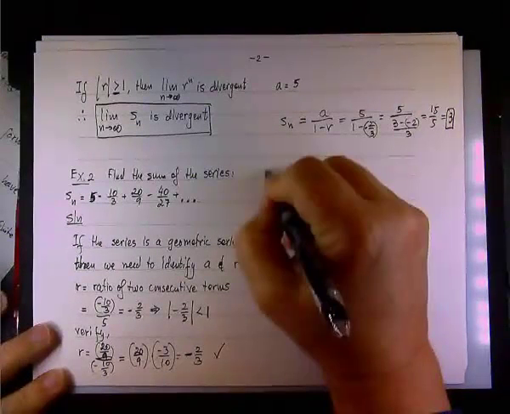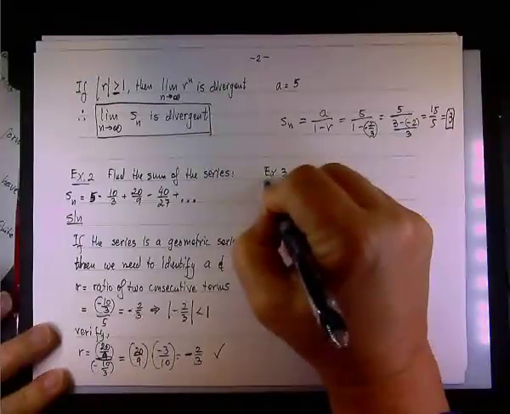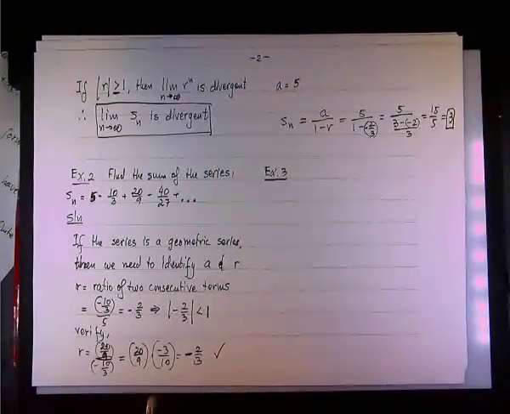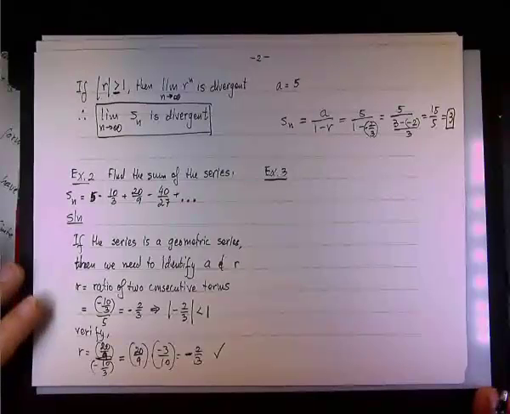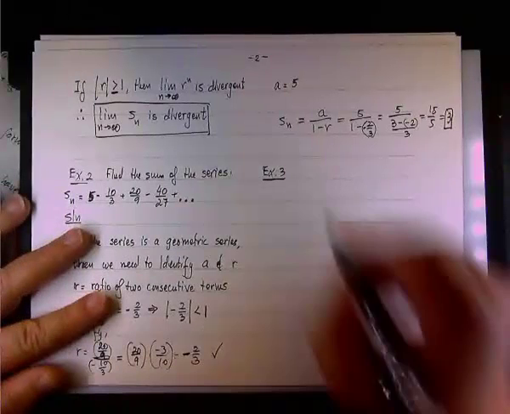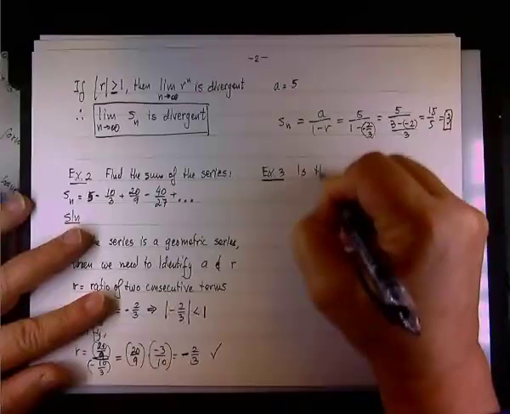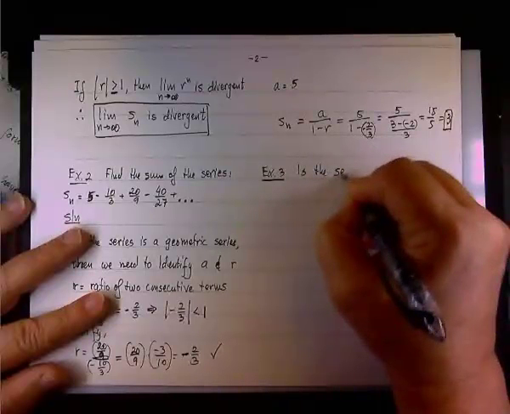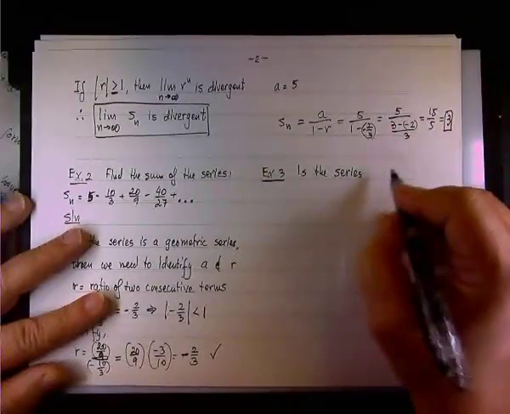Example 3. In this example, all we have to do is decide whether a series is convergent or divergent. The series is defined using sigma notation.